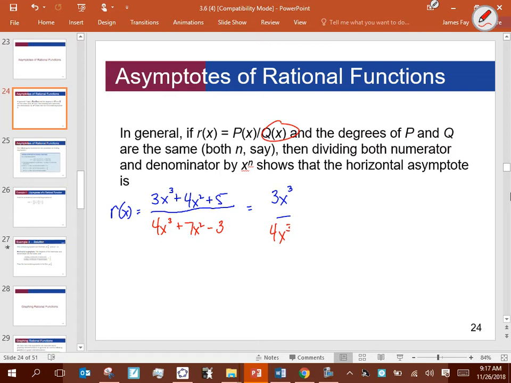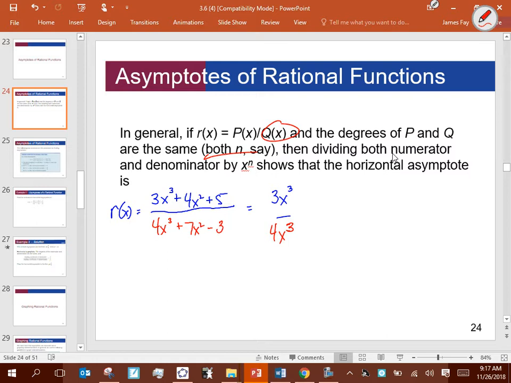Now, once we have those, here it says both have the same leading degree. They're both the nth degree here. What's going to happen with the x to the third over x to the third?